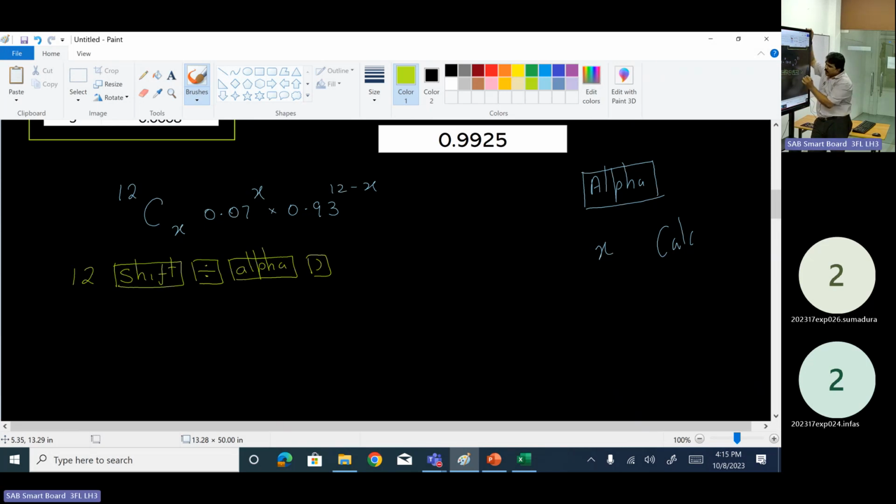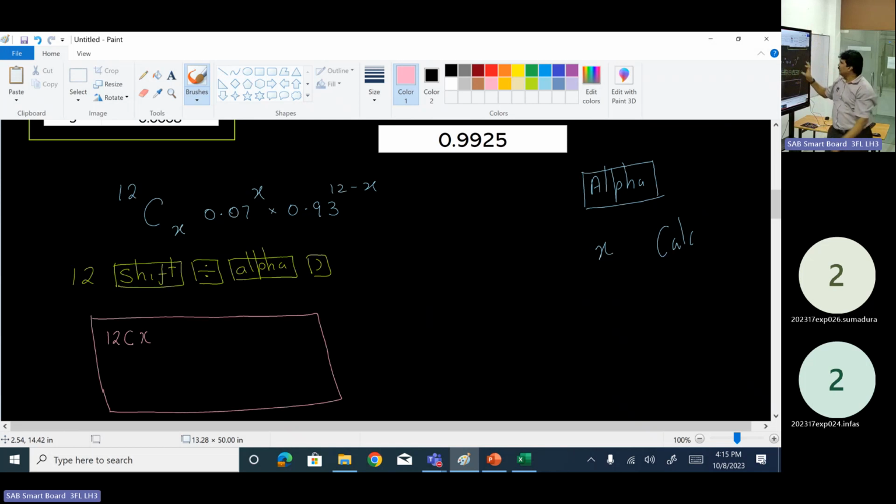So when you finish up to this level, your calculator screen would look like 12 C X. Capital X or simple X, you can see, right? So now this part is over. Now here you have multiplication, so next, multiply.